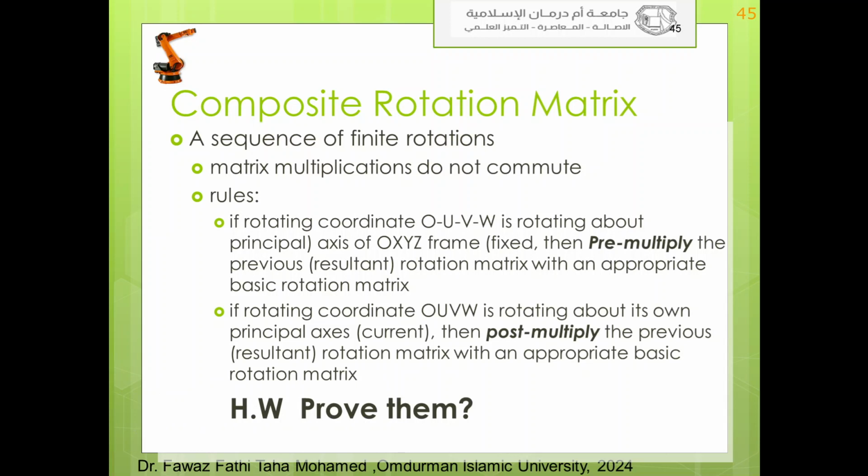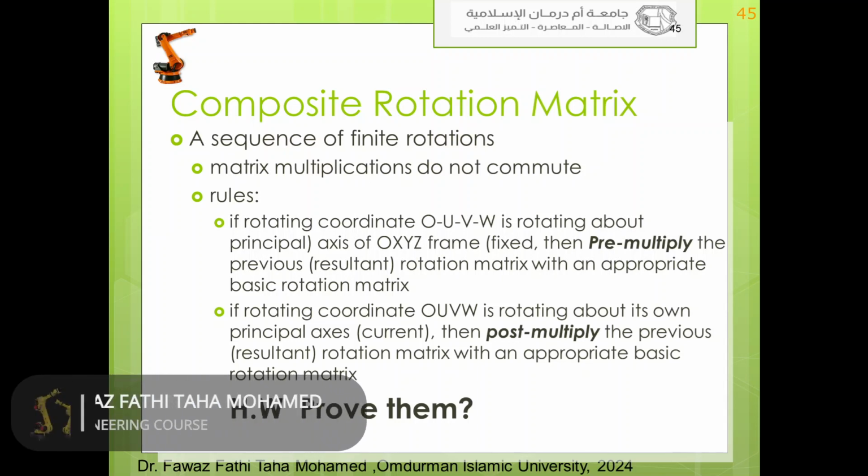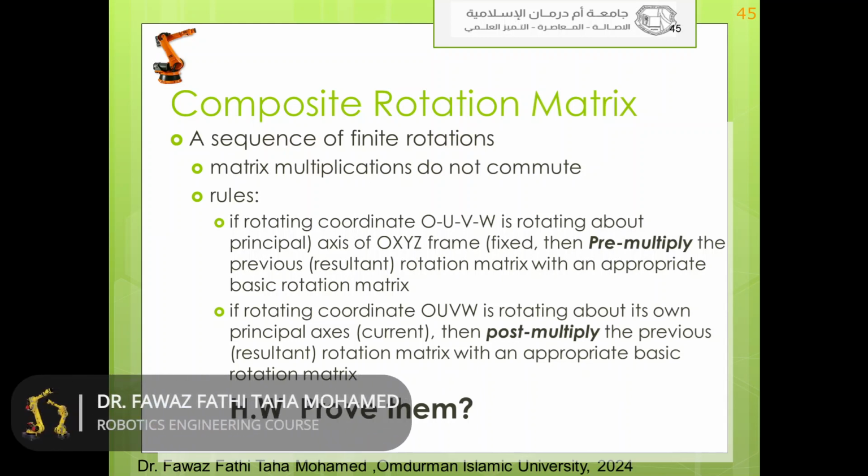The second case, and it's the common case: if the rotating coordinate frame OUVW is rotating about its own current principal axis, so any next frame is rotating about the previous one, then we have to post-multiply the previous rotation with an appropriate basic rotation matrix.